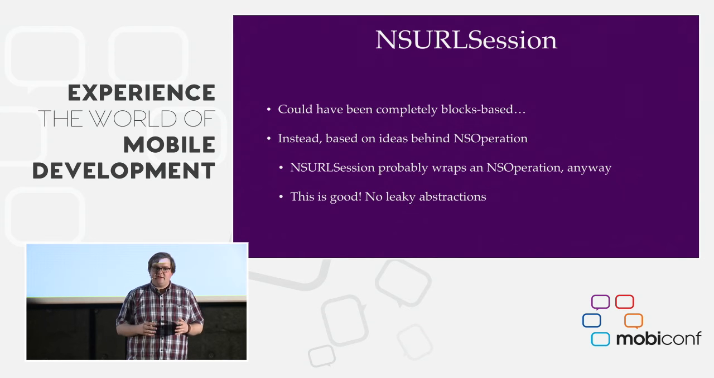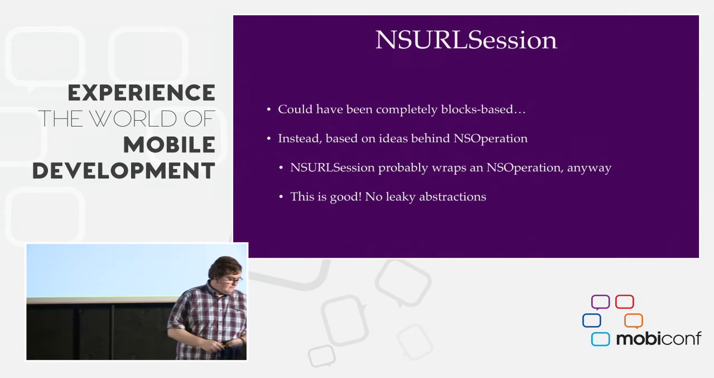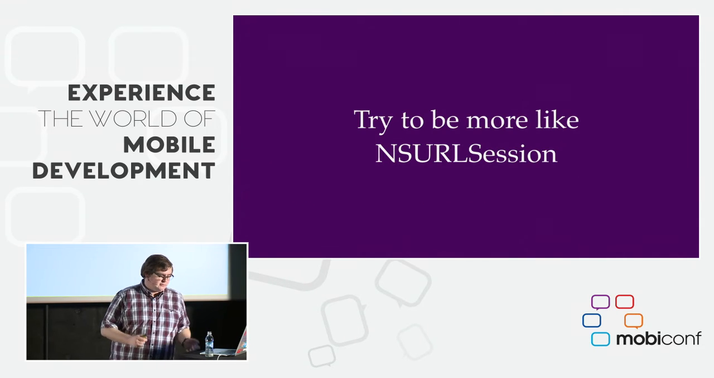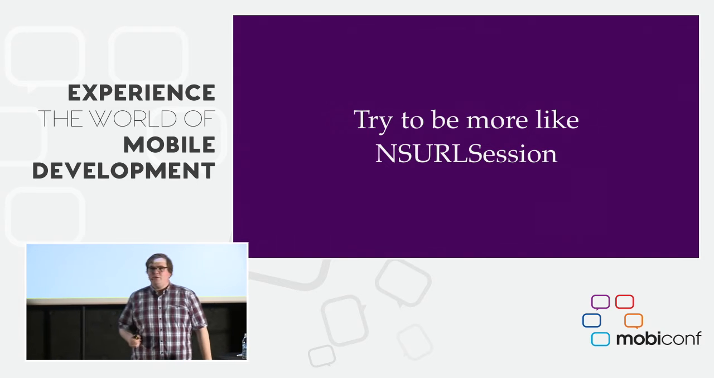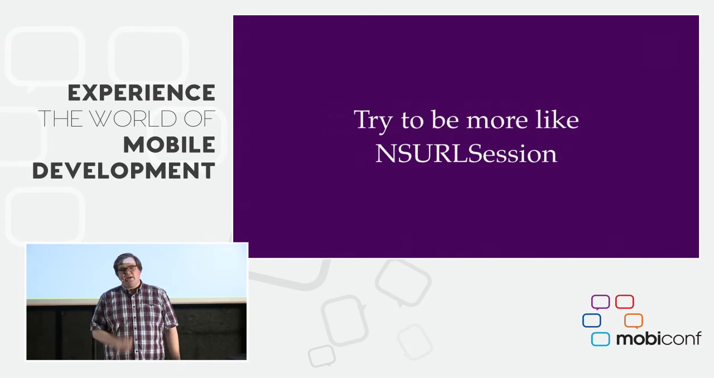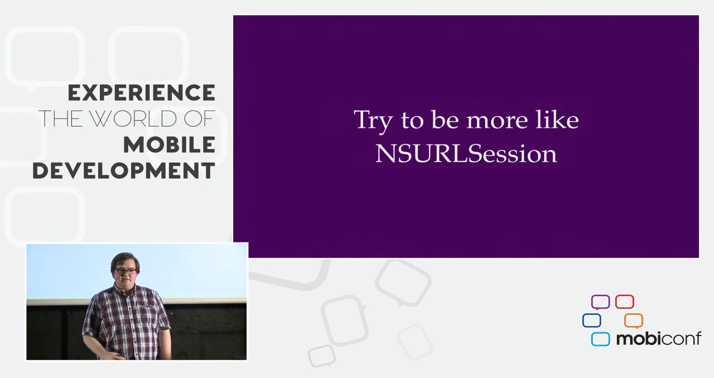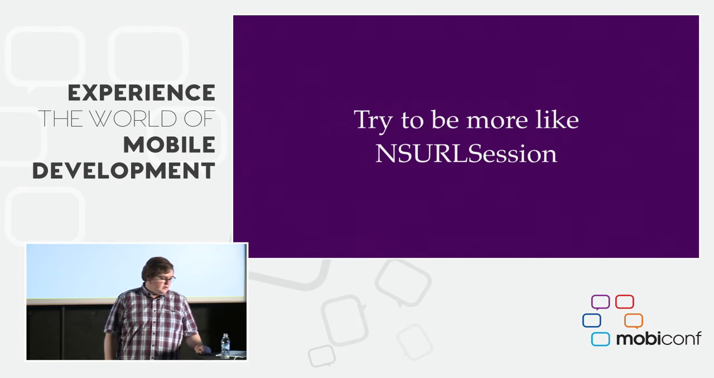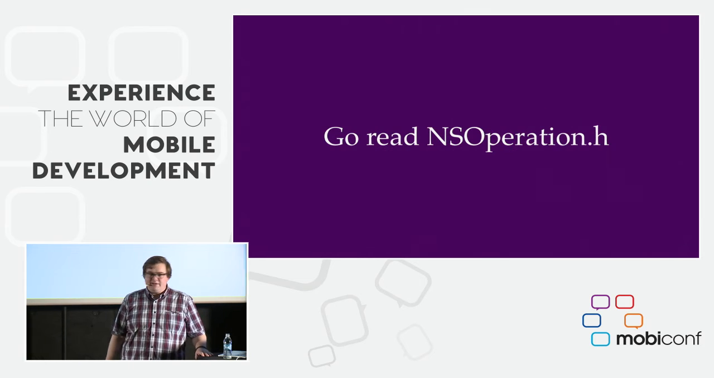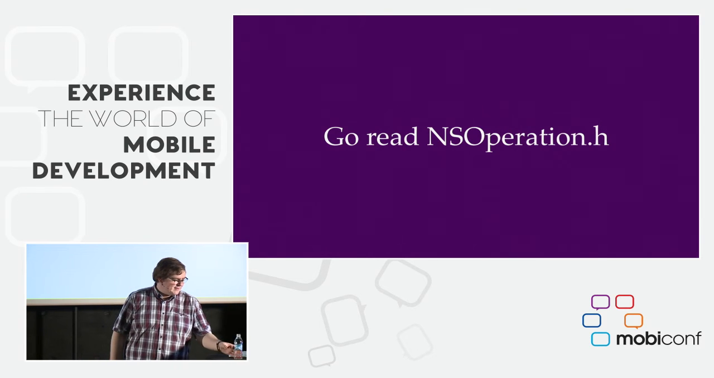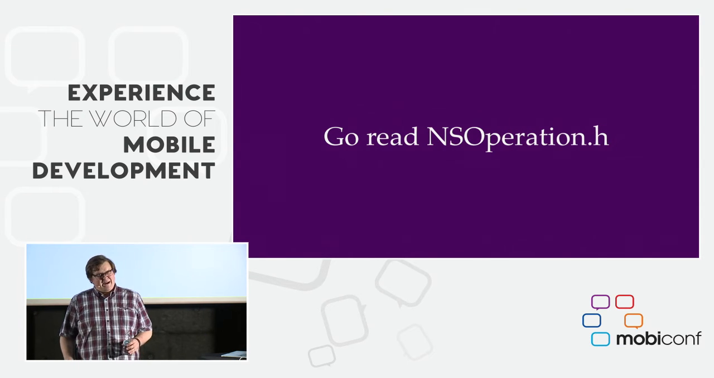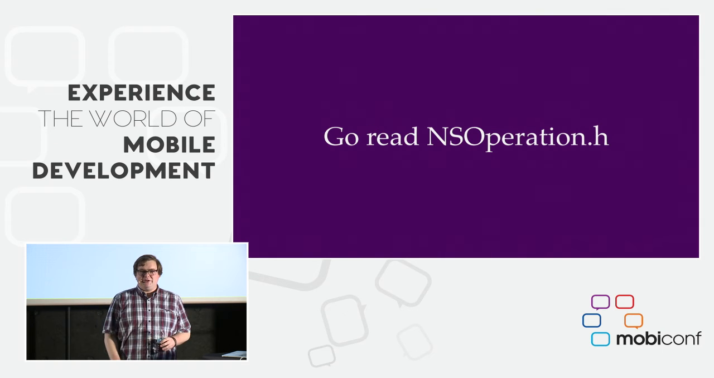A leaky abstraction is a bad thing. You want tight abstractions that you only work at this level and you don't have to go down here. You want to stay up here. So try to be more like NSURLSession. You want to build purpose-built specific APIs that build on top of the existing well-defined behavior of existing APIs. No leaky abstractions. And I really, really encourage you to go read the NSOperation header file. I bet that you'll find something really cool in there that you didn't know you could do, and then you'll be as excited to use them as I am.